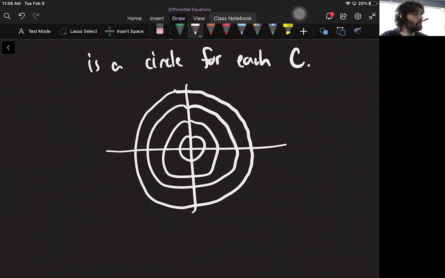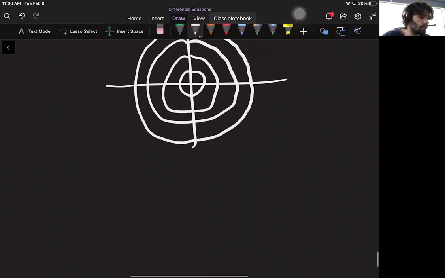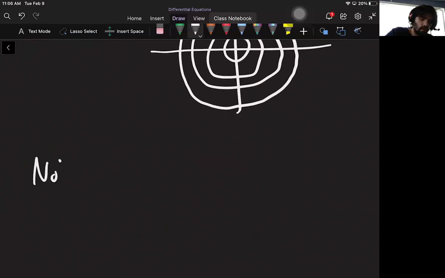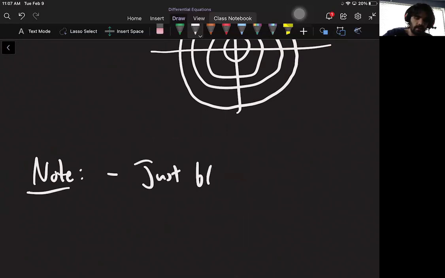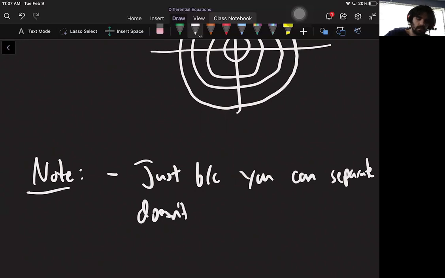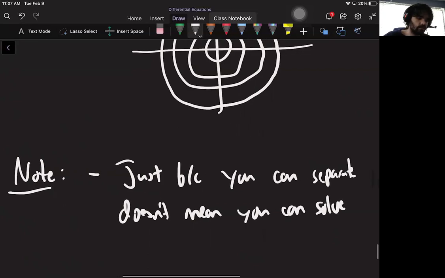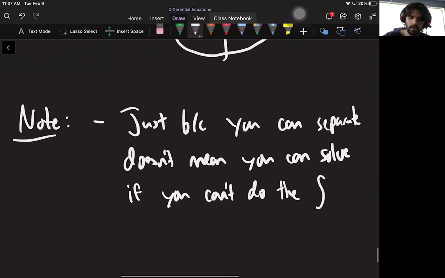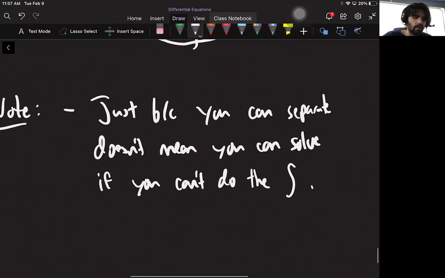Okay, so let's see. I think that's basically it. So separable hopefully is not too bad. Just some things to note though. Just because you can separate doesn't mean you can solve. So why not? Well, what if the integral is super hard to do? Then you're sort of stuck. So if you can't do the integral, then you're stuck. We'll think about that later.